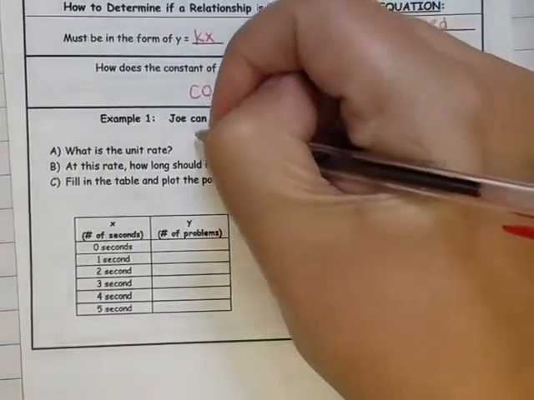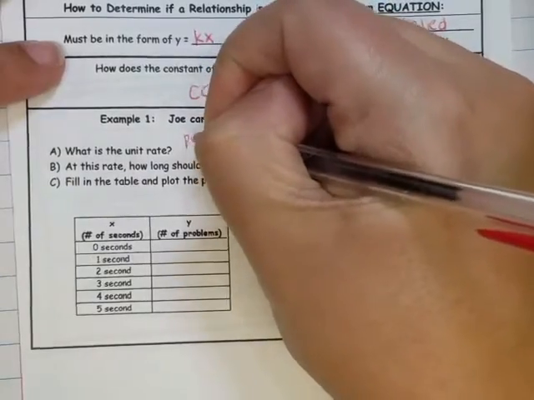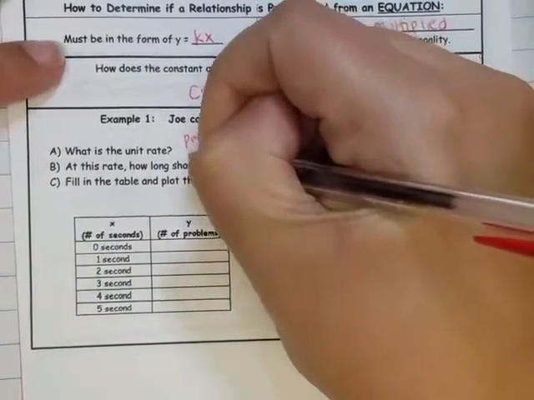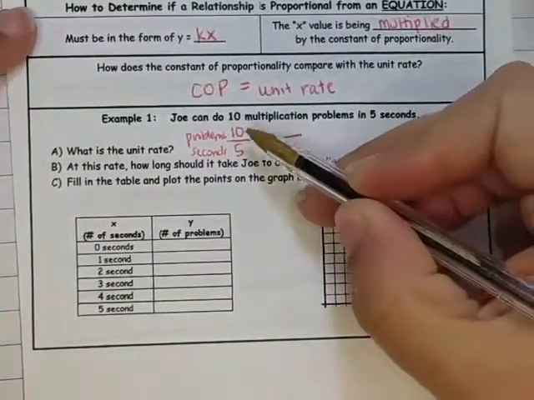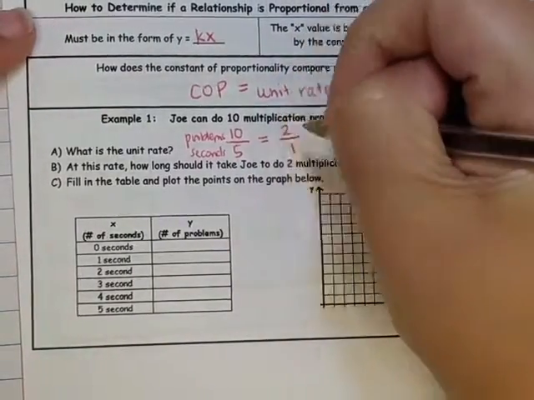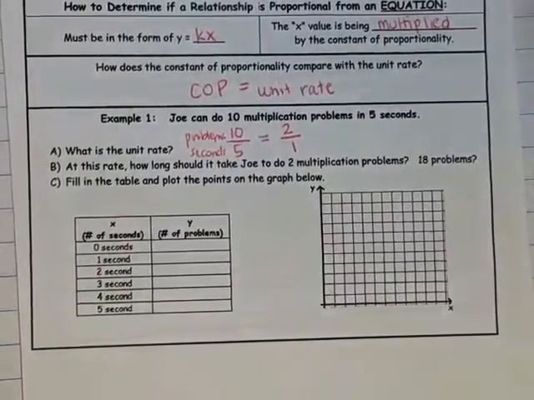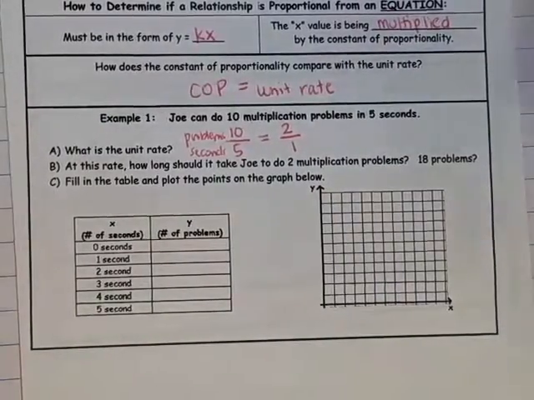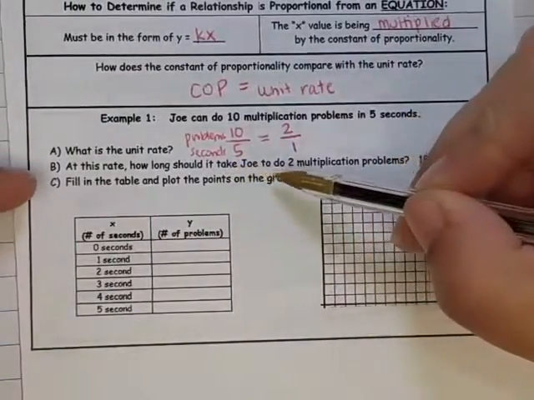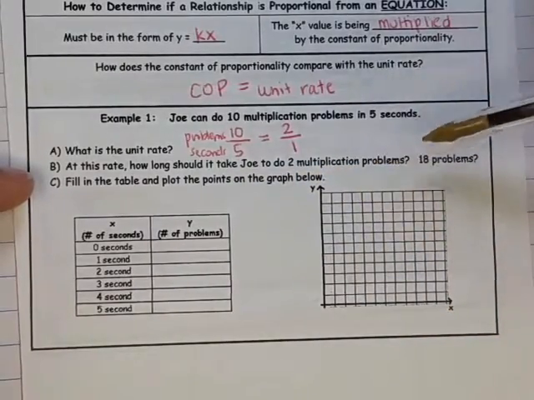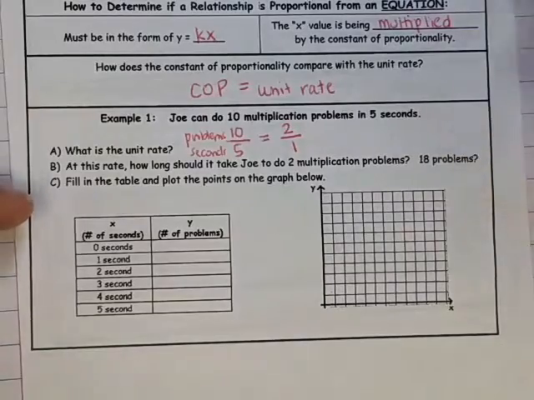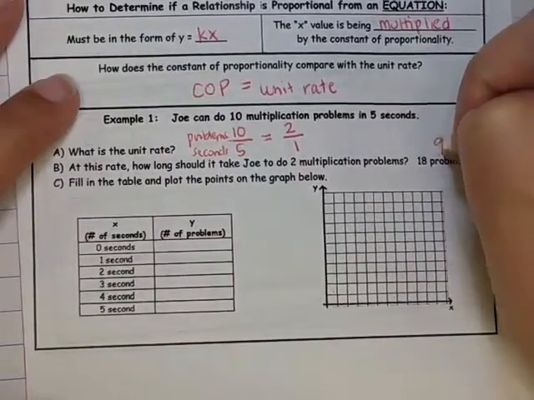So this is your problems, and this is your seconds. If we want to get from 5 to 1, we divide by 5, so you get 2. He can do 2 problems in 1 second. That's really, really fast. At this rate, how long should it take Joe to do 2 multiplication facts? It should take him 1 second. How about 18 problems? It should take him 9 seconds.